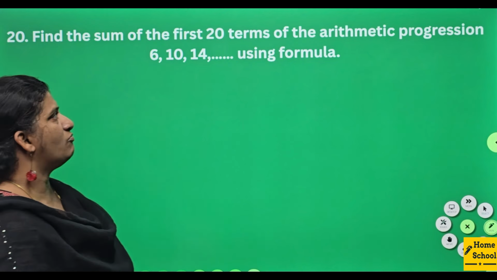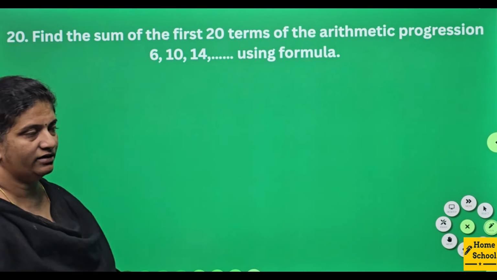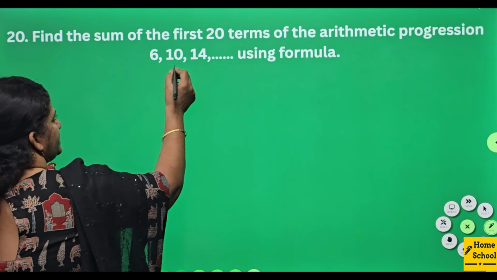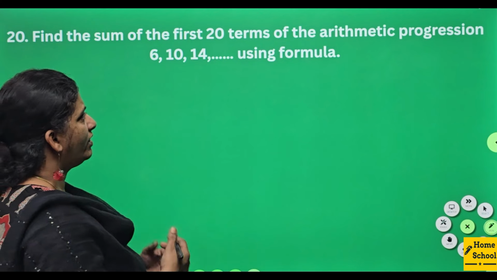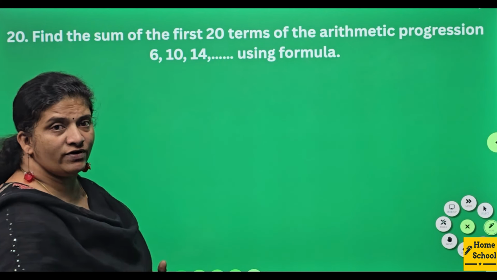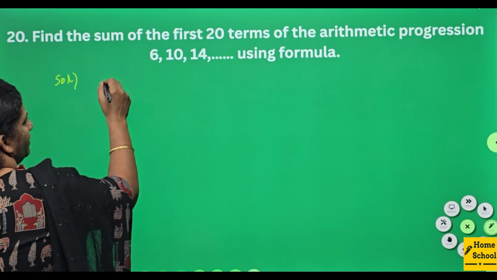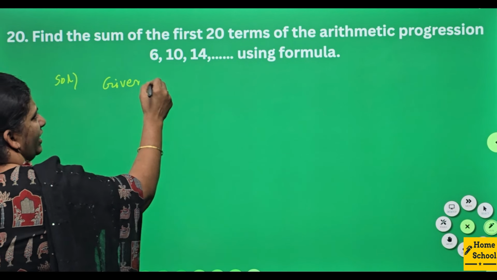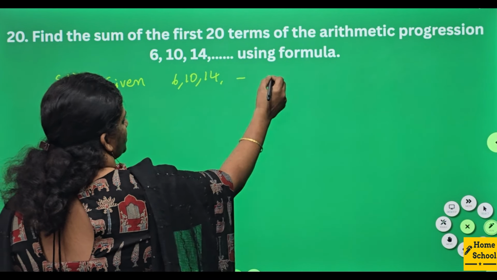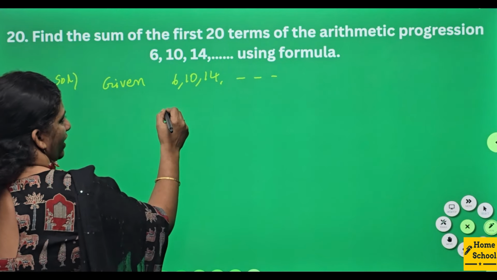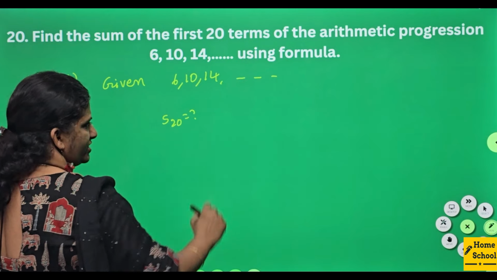Question 20. Find the sum of the first 20 terms of the arithmetic progression. Given 6, 10, 14, and so on is the arithmetic progression. What we need to find? The sum of the first 20 terms. Solution. Given arithmetic progression 6, 10, 14, and so on, we need to find S₂₀ = ?